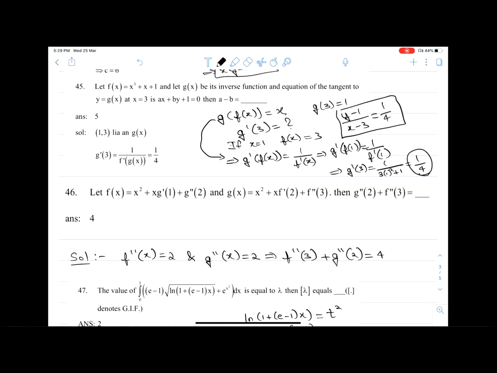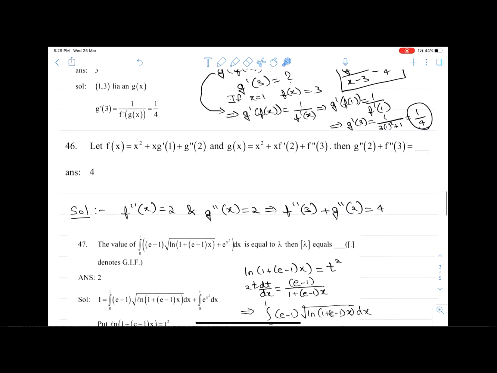You have to be careful. He's asking tangent or normal. So look at it, he's asking the tangent equation. So this will be the equation of tangent. You can simplify it and obtain the values of a and b. We go for the 46th question.